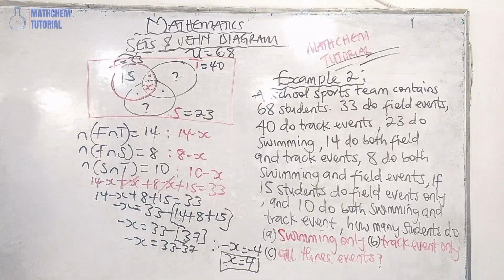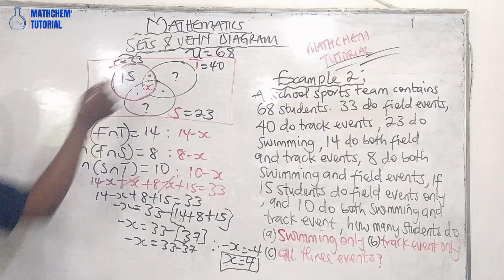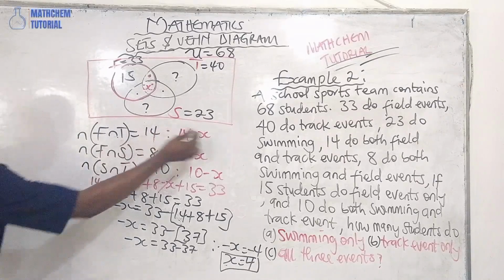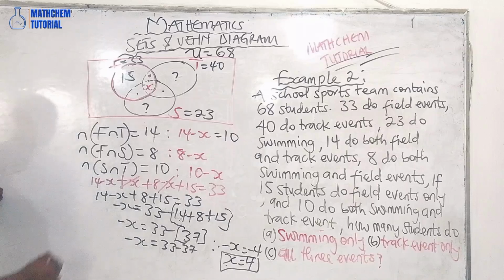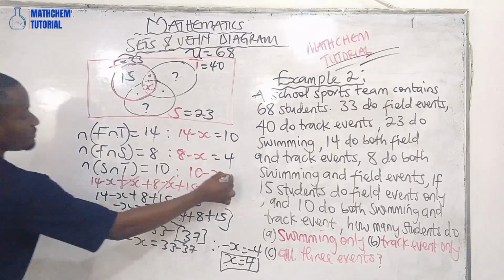So having known that x is equal to 4, that means this value here is going to represent 4. From here, I can now change all these values. So 14 minus 4, that gives what? 10. 8 minus 4 gives what? 4. 10 minus 4 gives 6.